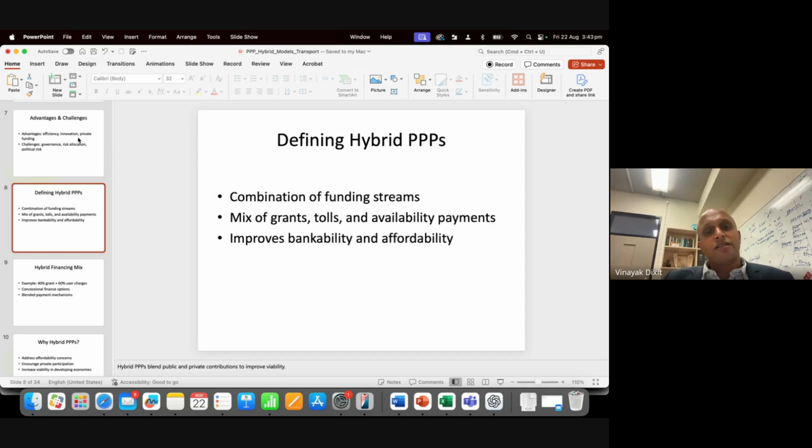So when you're trying to manage these risks, one of the things is people have gone through the idea of hybrid PPPs. Now, hybrid, what is hybrid? The hybrid PPPs are about actually managing the risks around the funding.